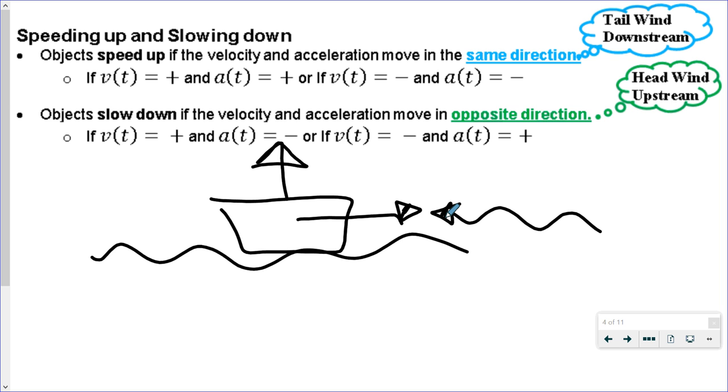So objects speed up when velocity and acceleration move in the same direction. In other words, they're both positive or both negative. They slow down if they are in opposite directions to one another.